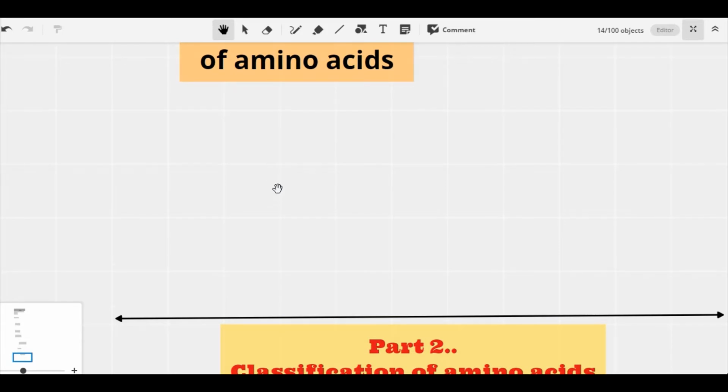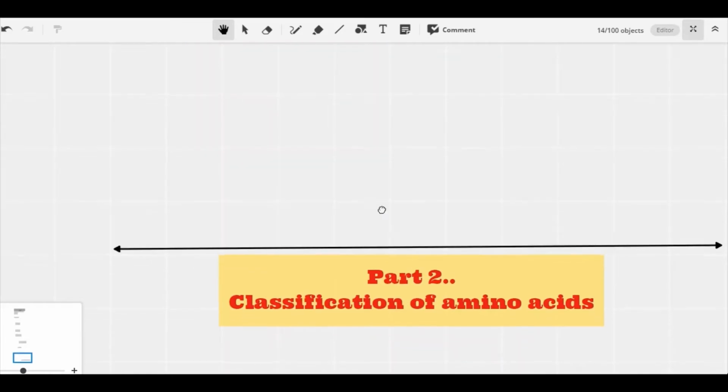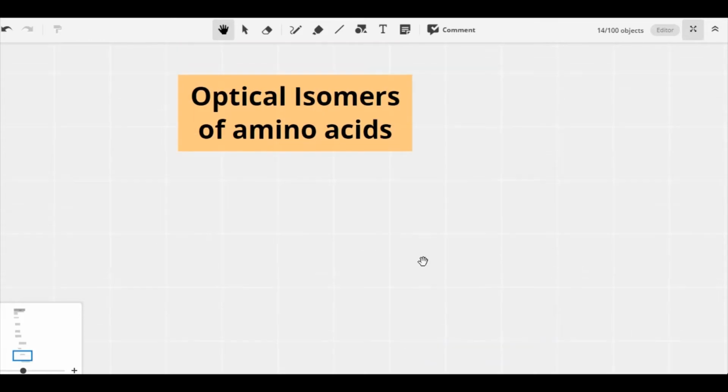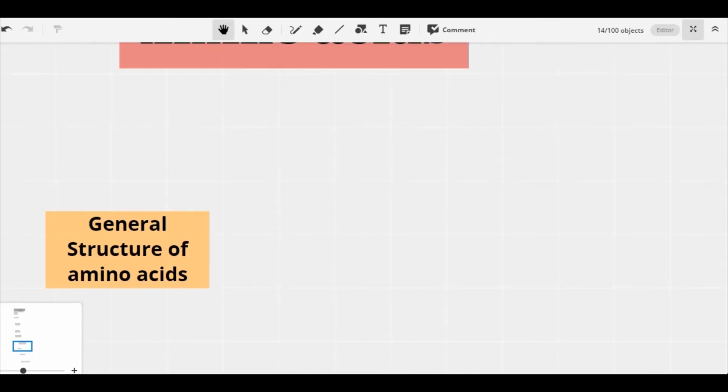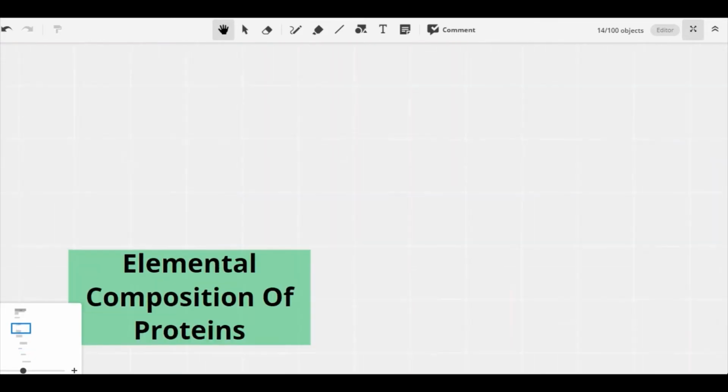So that is over in the first video, and the next part, part 2, will be based on the classification of amino acids. Okay, let's start our topic of discussion.